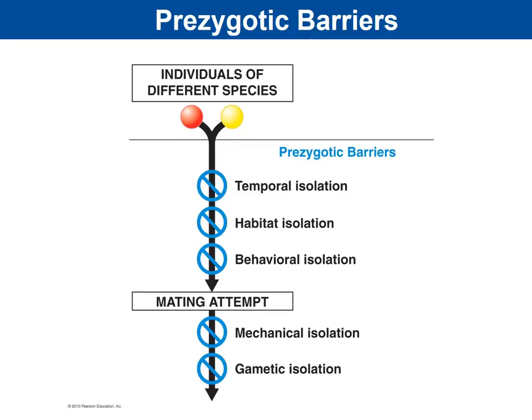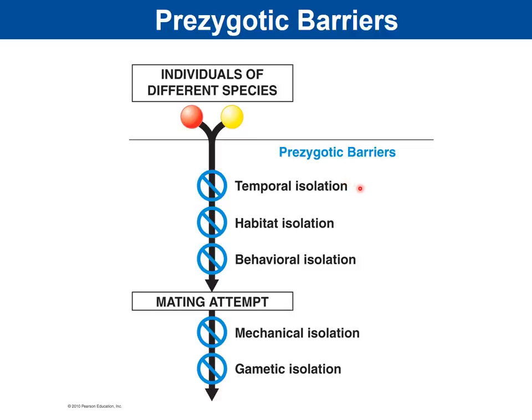Okay, and so we're going to start by focusing on the prezygotic barriers first. And again, this is before the zygote happens. So this is where you actually can have prezygotic barriers that isolate two organisms reproductively through one of three ways.